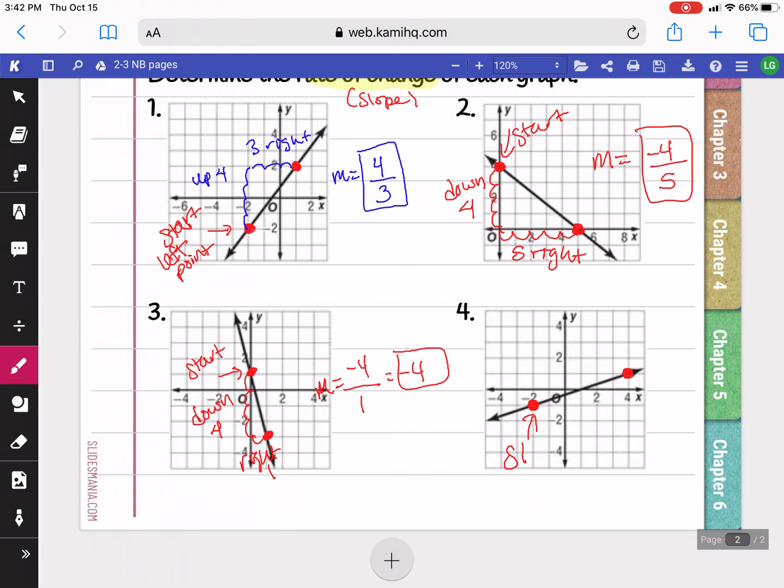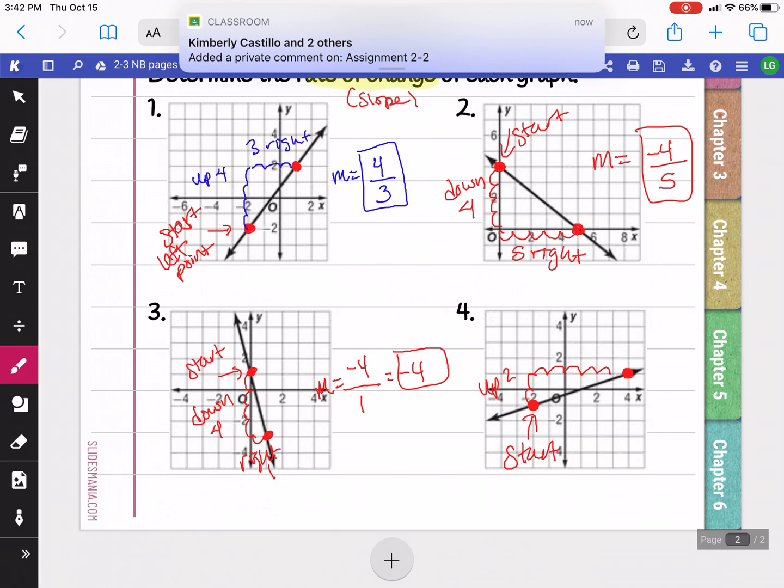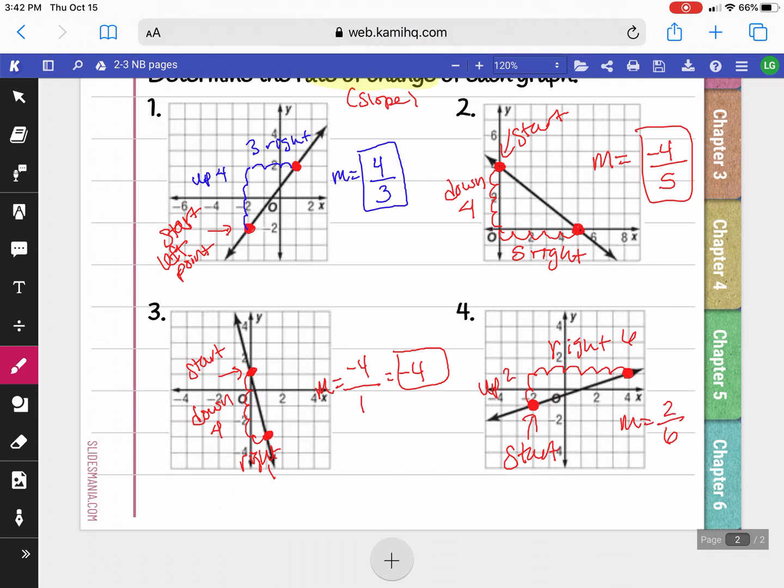So I want to start at my left. So from here I check, does it go up or down? It's going to have to go up 2. 1, 2, 3, 4, 5, 6. Right 6. So since it went up 2, it's positive 2 over 6. You can actually simplify this. If you divide by 2, our slope becomes 1/3. So always simplify when possible.